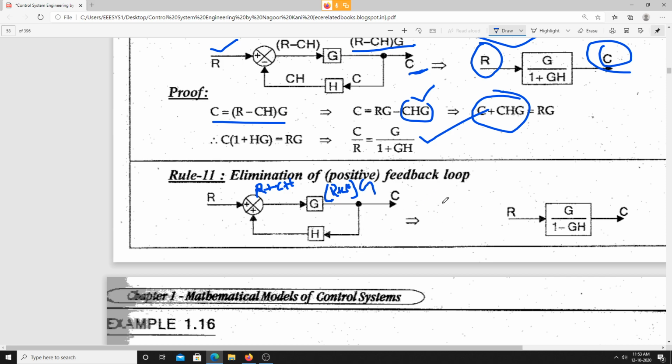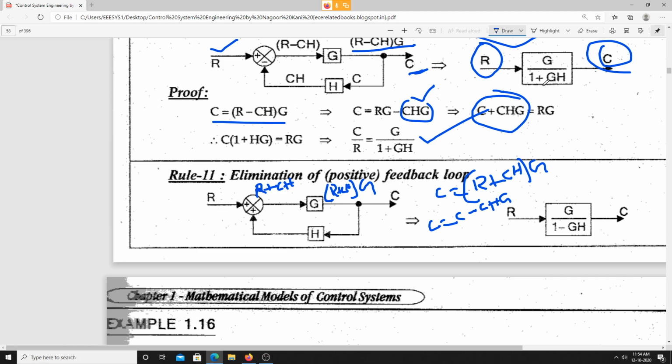Now what am I supposed to write here? C is nothing but R plus CH into G. So finally, what I am supposed to write is, C equals, I can write it in such a way that C minus CHG, C minus CHG.